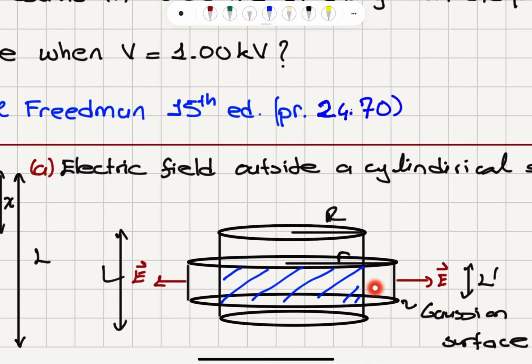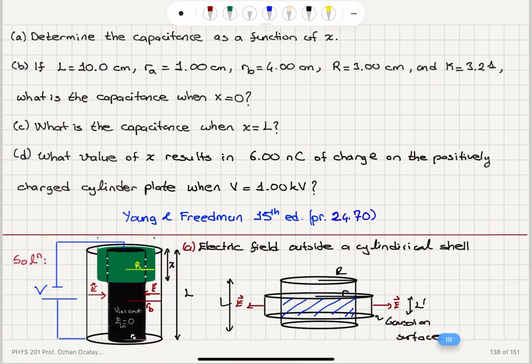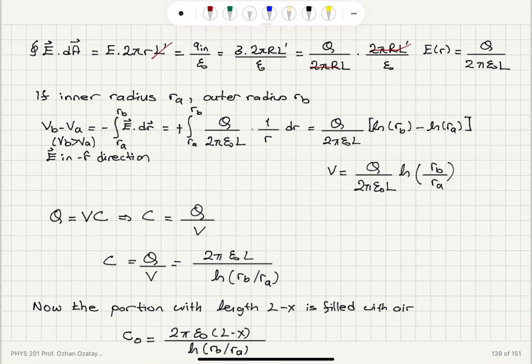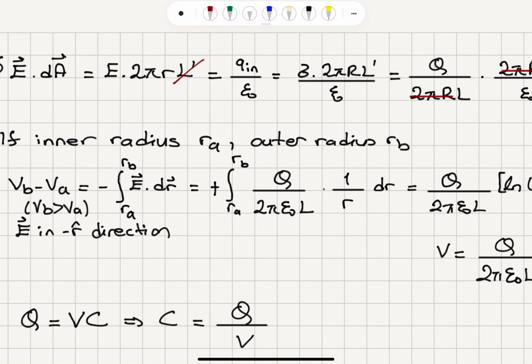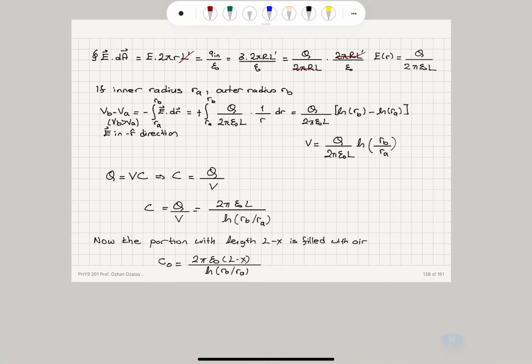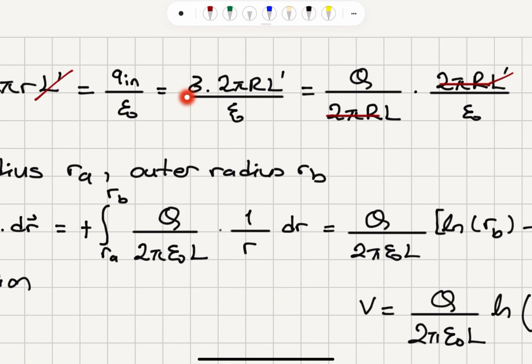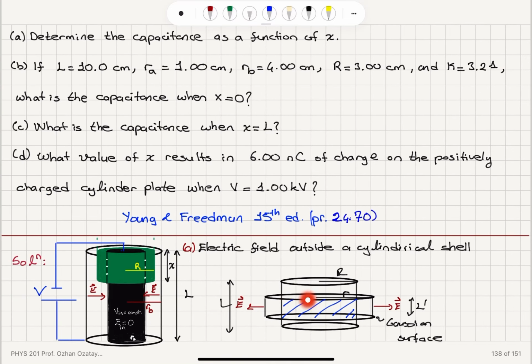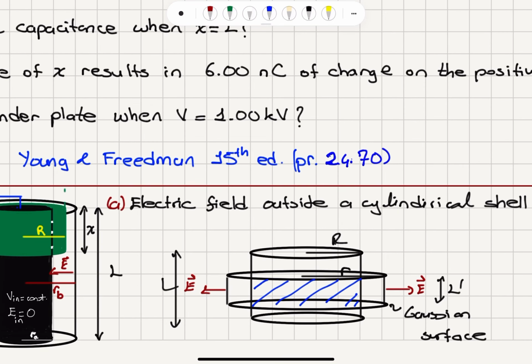So E times the area of this Gaussian cylinder, which is 2 pi r capital L prime. E times 2 pi r capital L prime. That's charge enclosed divided by epsilon 0. How much is the charge enclosed? The surface charge density multiplied by the area of this hollow cylinder enclosed by this Gaussian surface. This is 2 pi capital R L prime, the area.